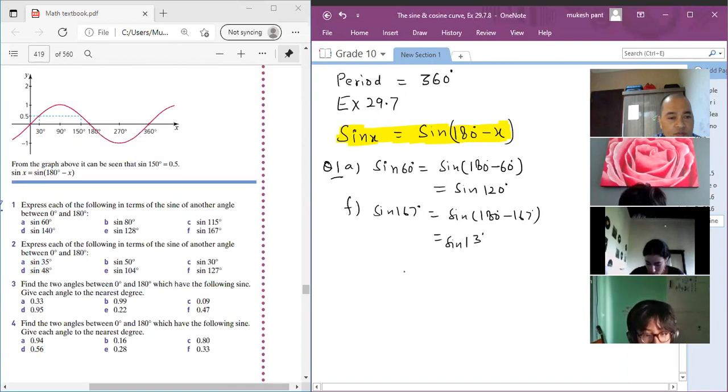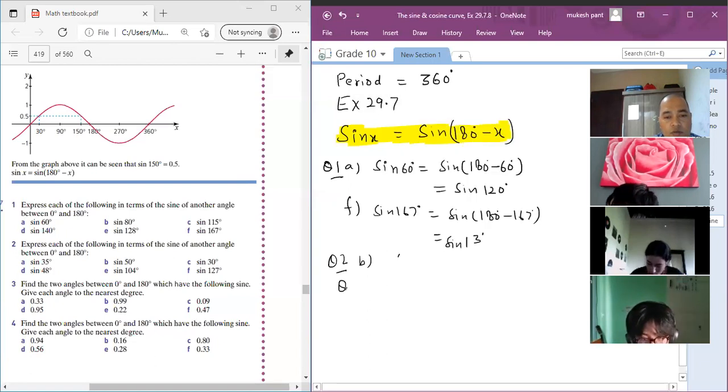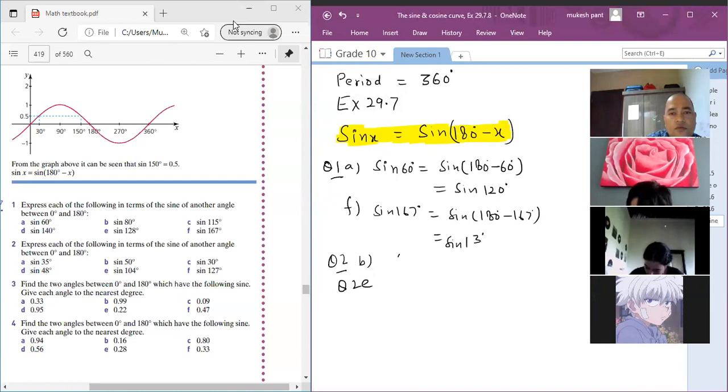And express each of the following in terms of sine of another angle. Questions number 1 and 2 are like this. Can we do it by ourselves, sir? Now do any 2 parts from question number 2. You can do part B and then question number 2E. Do these 2 parts yourself. Right, sir, we just need to subtract them.